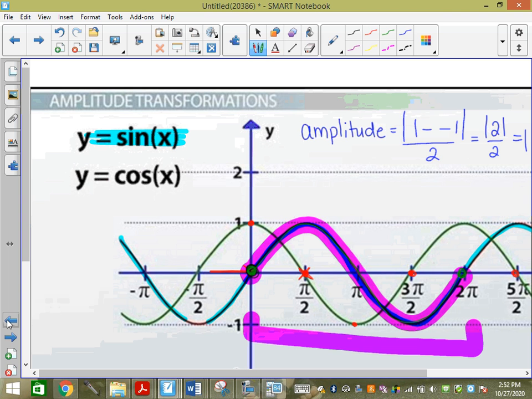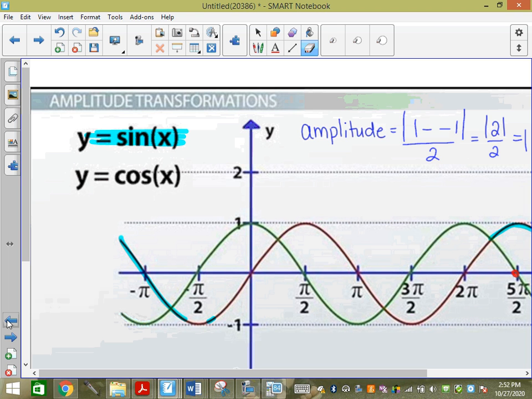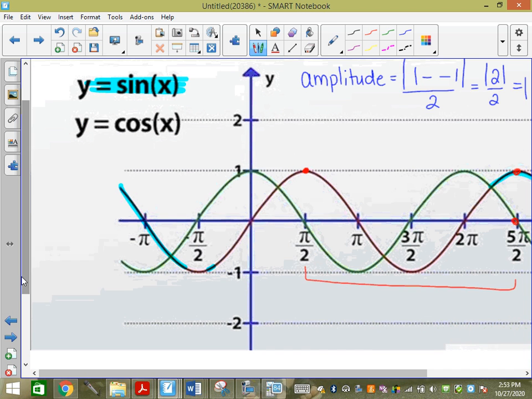But what I could have done is I could have went from a maximum to a maximum on the same graph, right? And figured out the distance it took me to get from here to here. How would I do that? Yeah, so I could do final minus initial. So I go 5 pi over 2 minus pi over 2, and I get 4 pi over 2, which is 2 pi. Same thing, right? Give me the same answer.